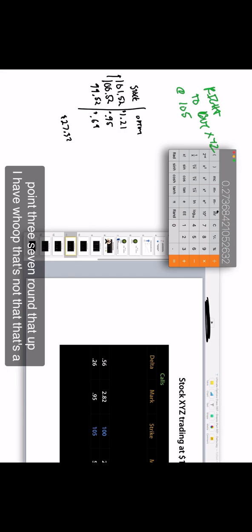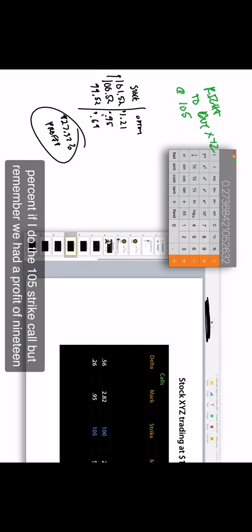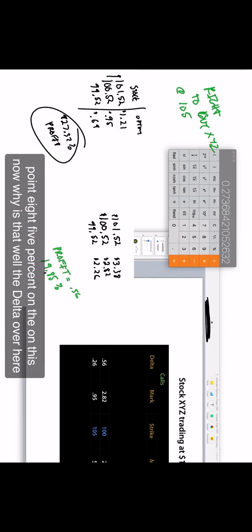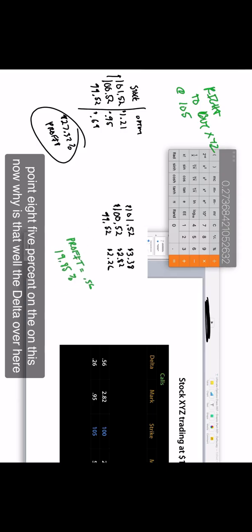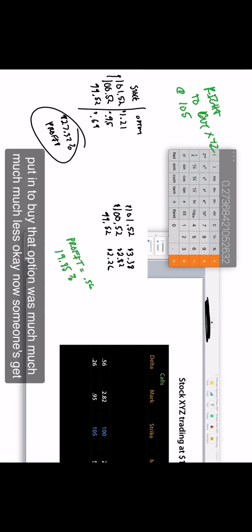27.37, round that up. That's a percent. Yep. So I have a profit in this one of 23.2% if I do the 105 strike call. But remember, we had a profit of 19.85% on this. Now, why is that? Well, the delta over here was lower. It was only a 26 delta, right? But the amount of money I put in to buy that option was much, much less.